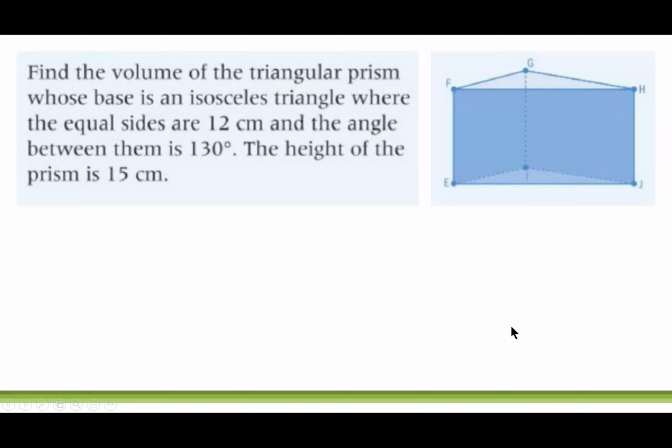Tougher one. It says the volume of a triangular prism. Okay, looks like a really squished up Toblerone chocolate bar here. Its base is an isosceles triangle. Remember, isosceles triangle means that two of the side lengths are identical to each other. And the angle between them is 130 degrees. Gosh, I wish they had shown us what that looks like. Now, the height is 15, so we've got that covered. I need to focus on this isosceles triangle so I can learn more about it.